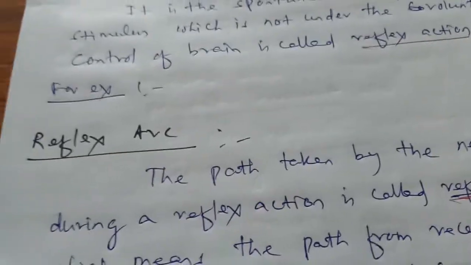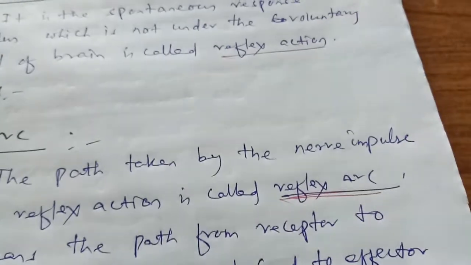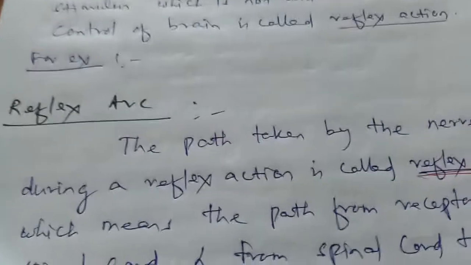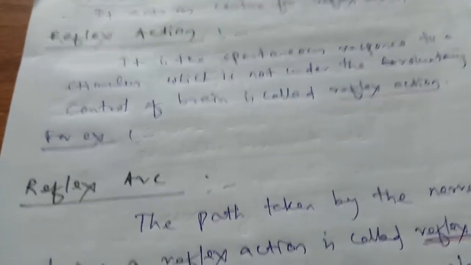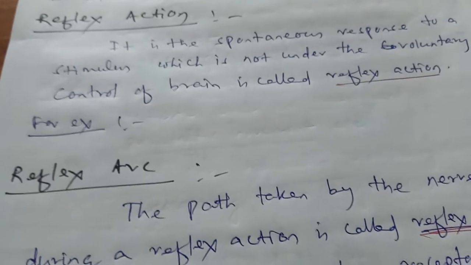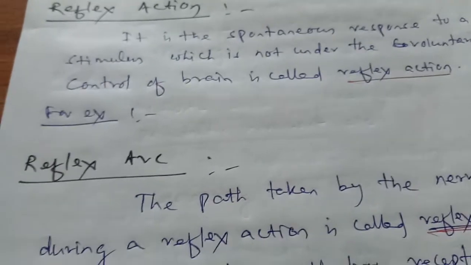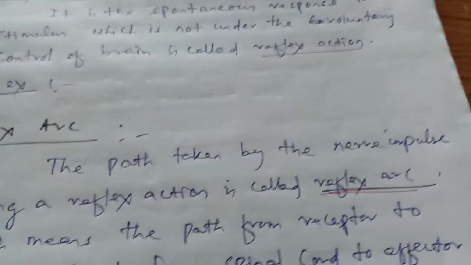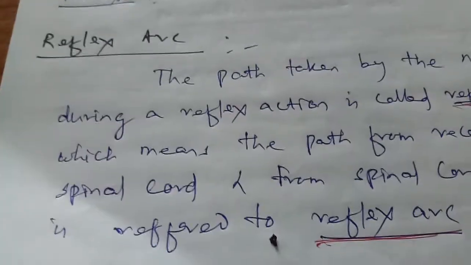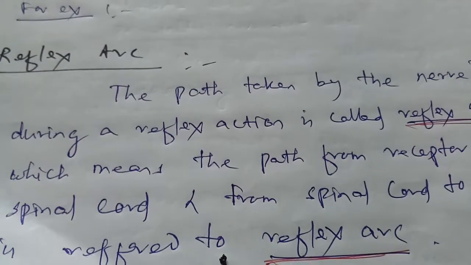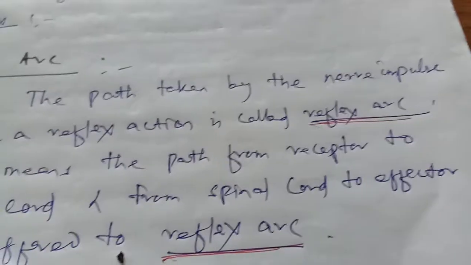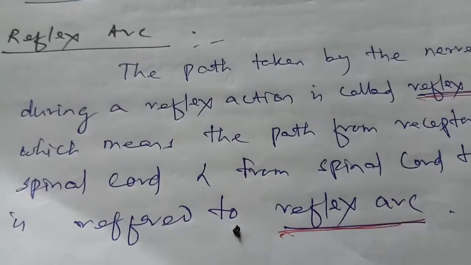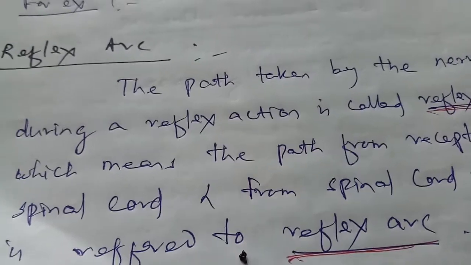Lastly, students, reflex arc. The path taken by the nerve impulse during a reflex action is called the reflex arc. Sometimes there is a little confusion between reflex action and reflex arc. Reflex action is a spontaneous response to a stimulus, but reflex arc is the path taken by the nerve impulse during a reflex action, which means the reflex arc includes the path from the receptor to the spinal cord and from the spinal cord to the effector.